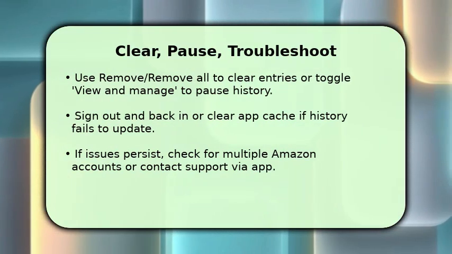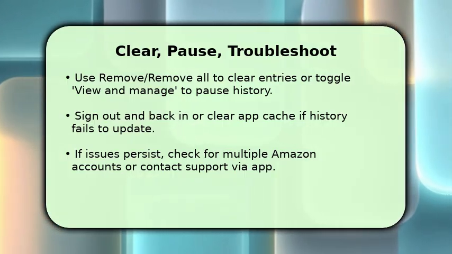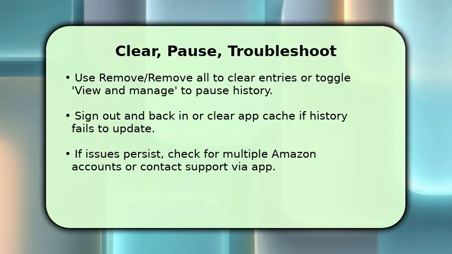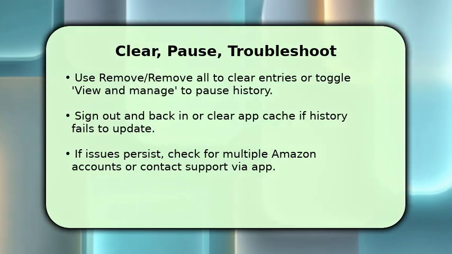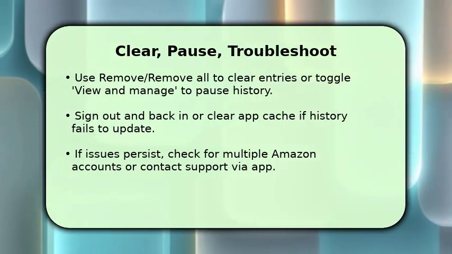To finish, clear or pause history as needed. On your browsing history, use Remove for single items or Remove All to clear everything, and toggle Pause to stop future tracking. Once done, make sure changes synced by refreshing the page or reopening the app.